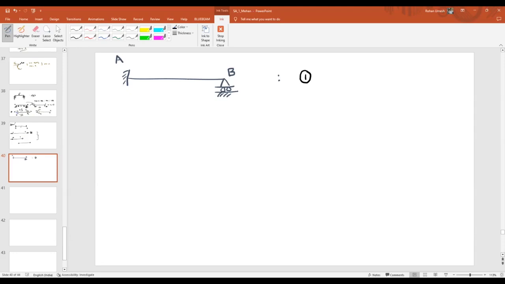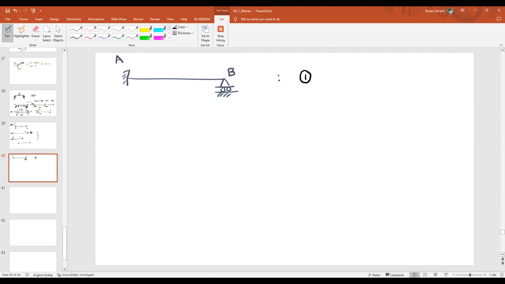By introducing hinges. That means the number of reactions should decrease, right? Yes, sir. That means if I remove support B, determinate or indeterminate? Determinate, sir. At A, I have considered a fixed support. Instead of fixed support, I can consider a pin reaction or hinge reaction. Still it is determinate. Any other possible ways to make it determinate?